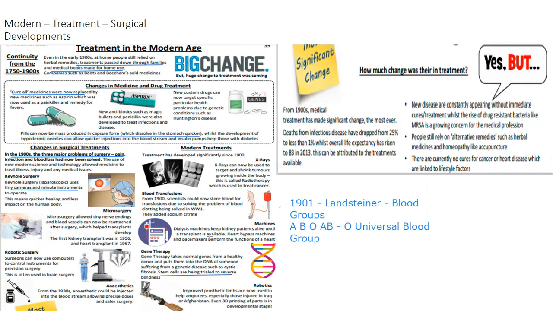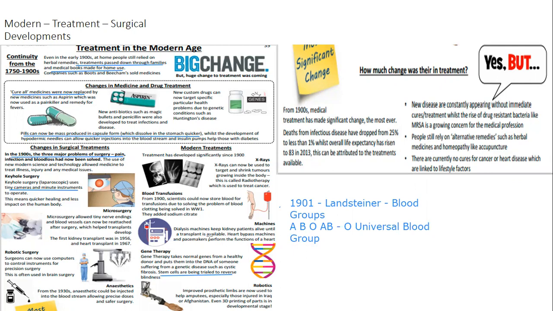How much change was there in treatment? Yeah, a lot. Okay, medical treatment was a significant change. Deaths from infectious disease went from 25% to 1%, and life expectancy, as I mentioned, has gone up to 83. However, there are new diseases constantly appearing without immediate cures and treatments. And with the rise of drug-resistant bacteria, there's a growing concern for the medical profession.